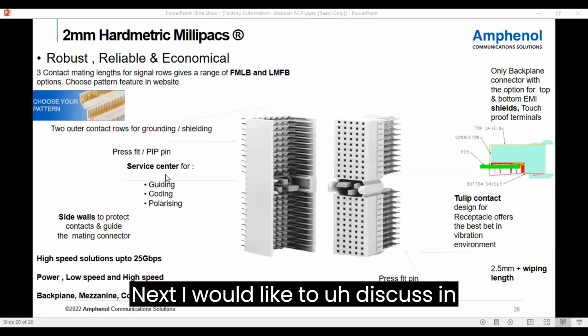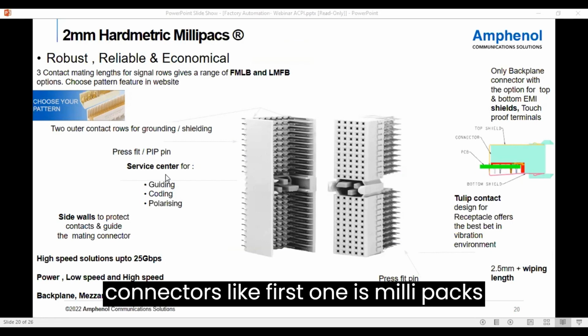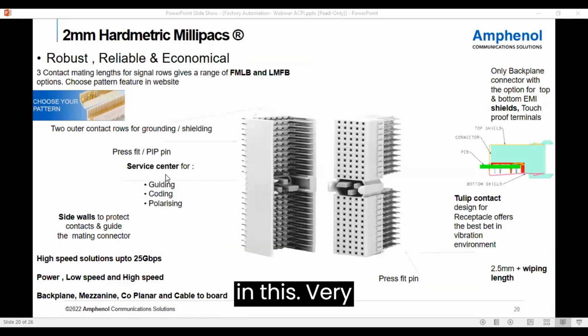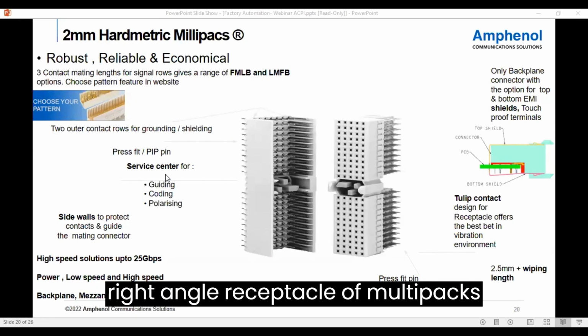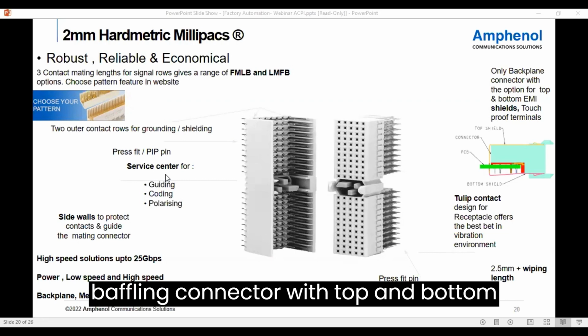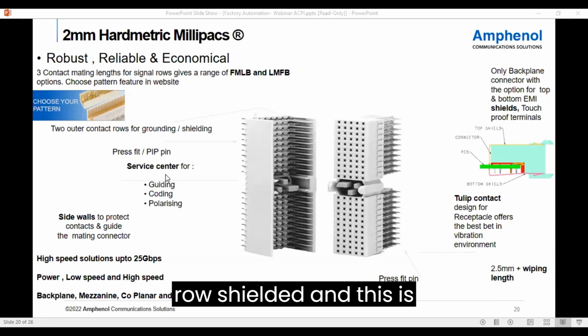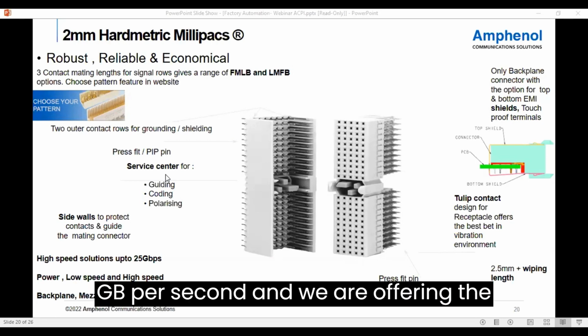Next, I would like to discuss in detail each of these connectors. The first one is Millipax. In this image, you can see the vertical header and right angle receptacle of the Millipax connector. Millipax is the only backplane connector with top and bottom row shielded, and it is the only connector with a speed range of 25 GB per second.